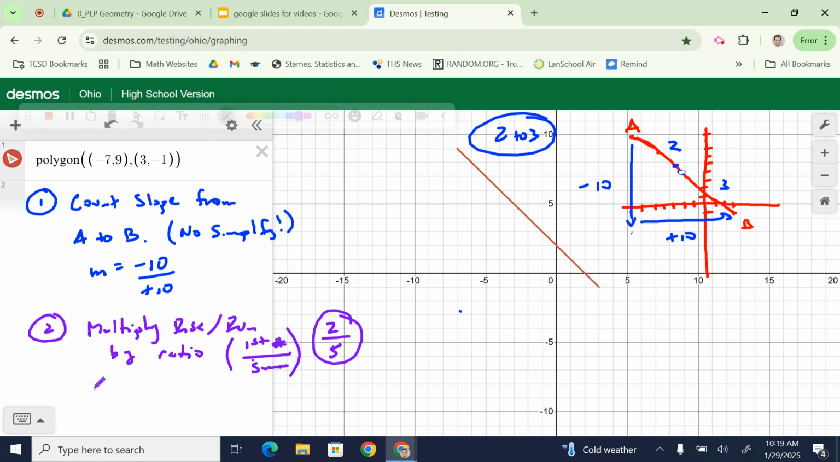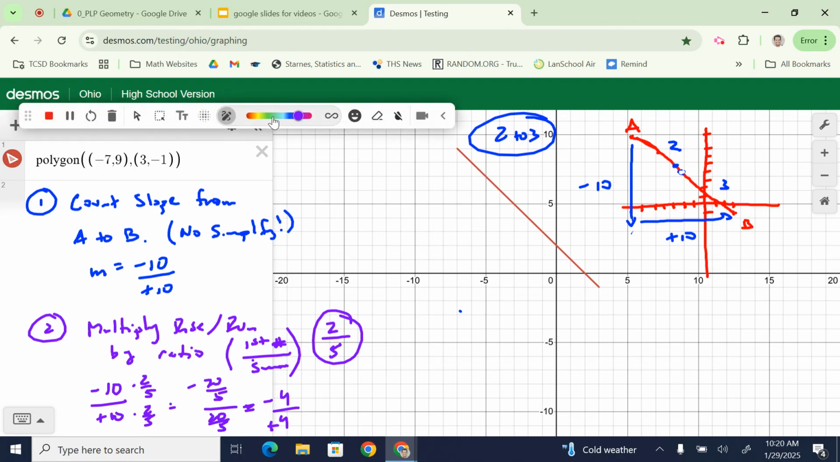So the rise, -10, the run, +10. Multiply each of them by 2/5. For our new rise and run, you just type the top in a calculator. That's -20 divided by 5, and the bottom is +20 divided by 5. -20 divided by 5 is -4. +20 divided by 5 is +4. Here is the rise and run we must use to get to our new point. Now, these are nice numbers, so I could just count, but sometimes they're not nice numbers.